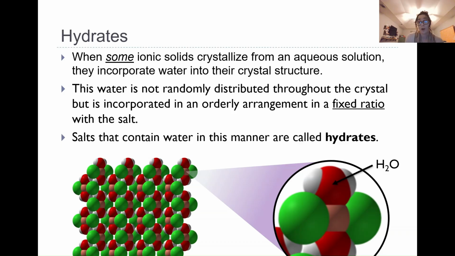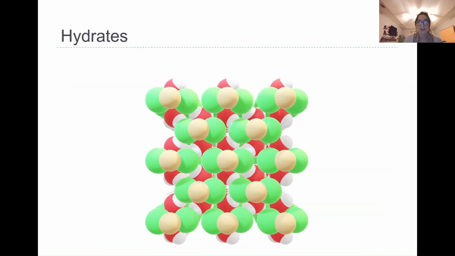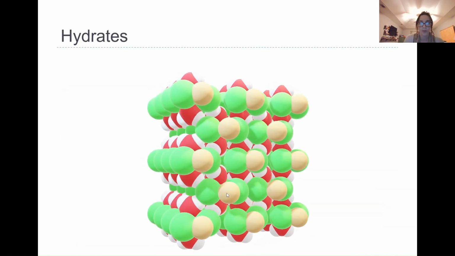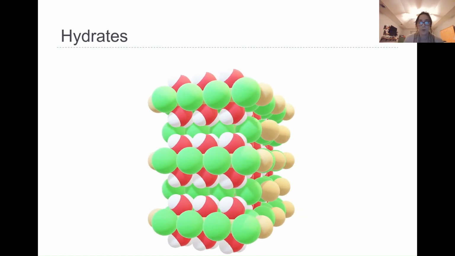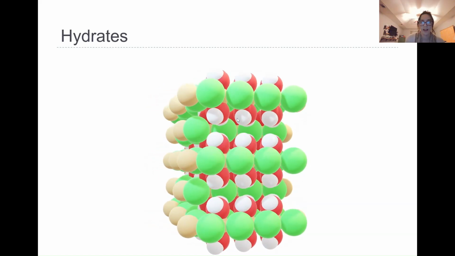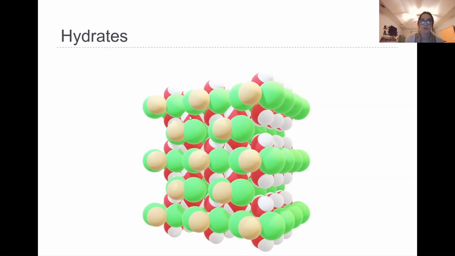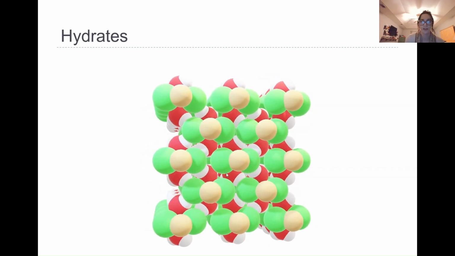So salts that contain water in this manner are called hydrates, and they are represented by a different type of formula than just the ionic compound. And we'll talk about that in just a second. I just wanted to show you 3-dimensionally. This is an example of a hydrate, and you can see all the water molecules orderly arranged within this crystal lattice.